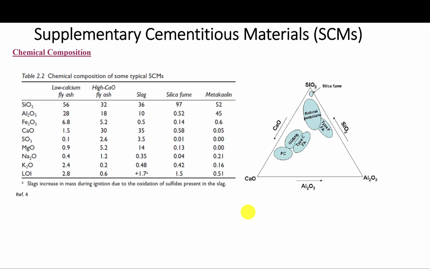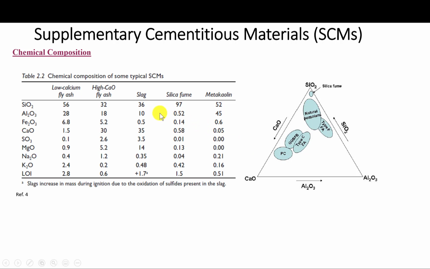Okay, the table I talked about earlier, the chemical composition, the oxide composition, and you can see we have this low calcium fly ash and the high calcium oxide fly ash. Basically, this is the Class C, I believe. This is the Class F. Look at it here, it has higher silica content. This one has lower silica content, but it has much higher calcium oxide content.